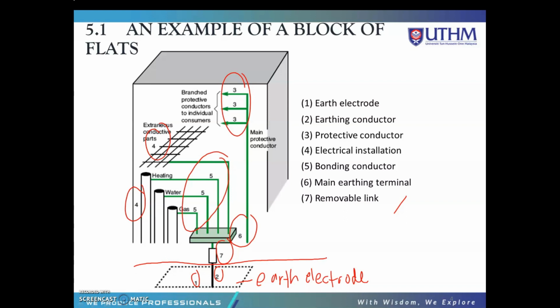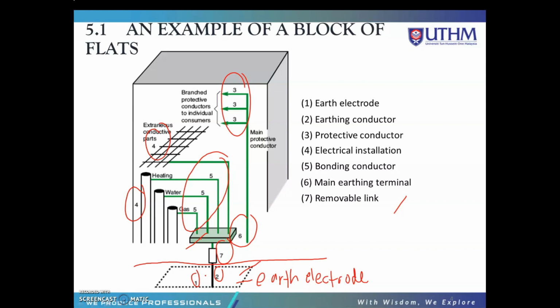Number two is the earthing conductor. The earthing conductor is commonly called the earthing lead. It joins the installation earthing terminal to the earth electrode. So it joins between the earth terminal and the earth electrode, that we call the earthing conductor.